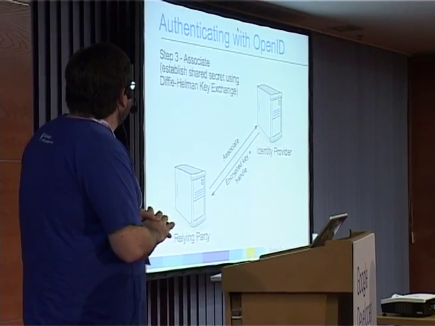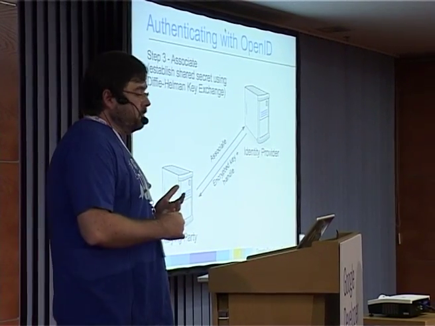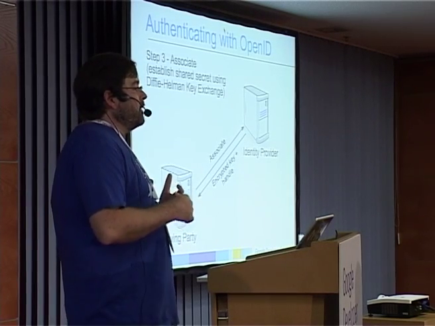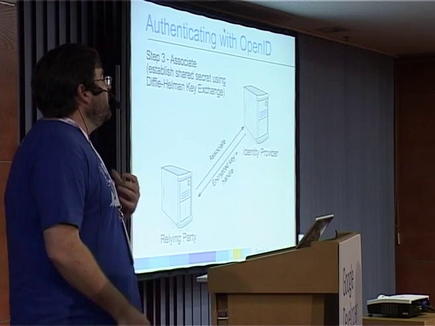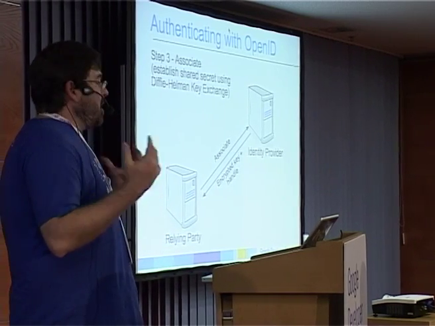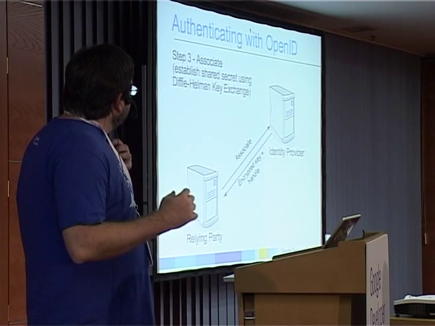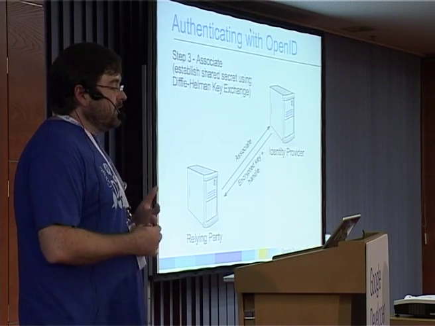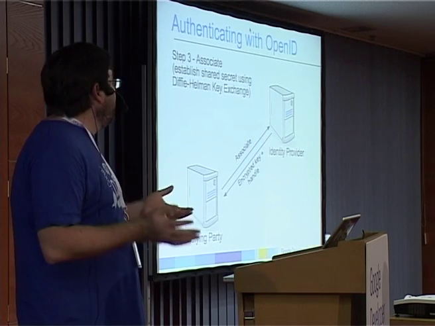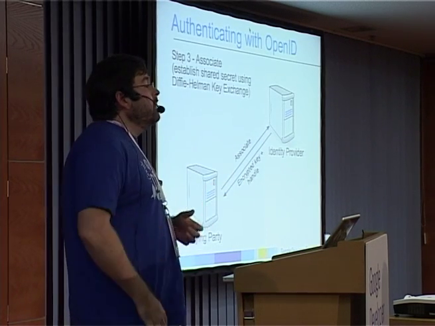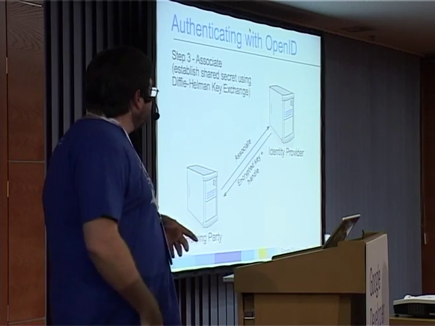The next step is a process called association. In order for OpenID to be secure and for identities to be asserted safely, there's cryptography involved. And in order to negotiate a key, there's this process called association. It's actually just a Diffie-Hellman key exchange where an encrypted key is negotiated over the wire. I'm not going to get into the cryptography of it.